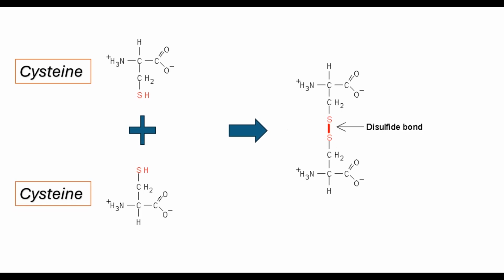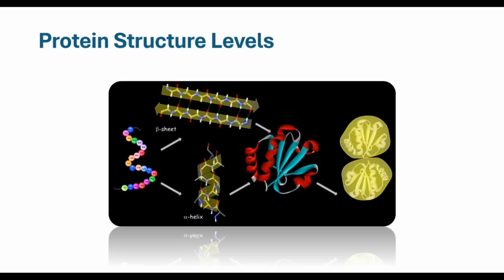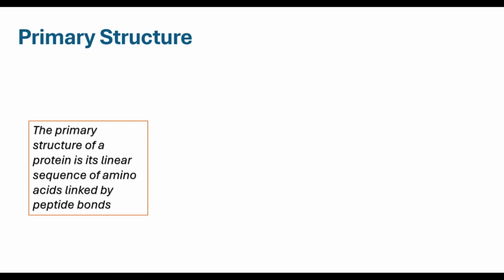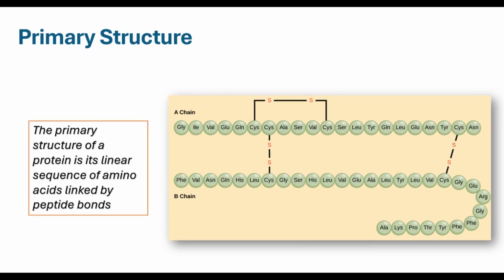So let's review protein structure levels. First one is primary structure. The primary structure of a protein is its linear sequence of amino acids linked by peptide bonds. The next one is secondary structure.